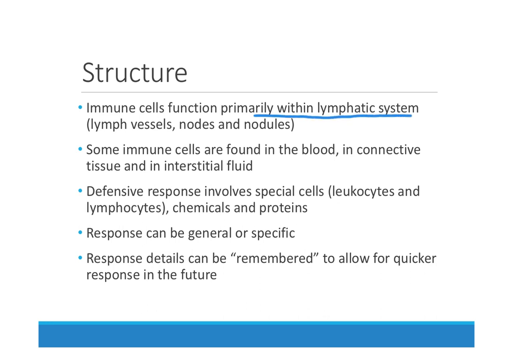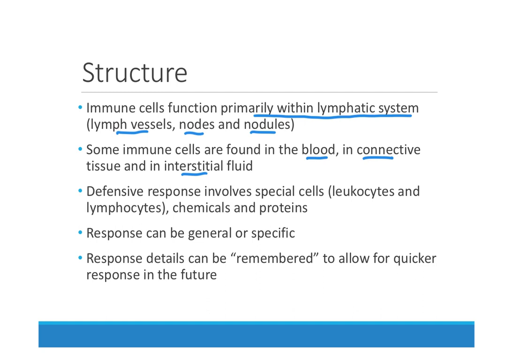So you have your lymph vessels that carry the lymph around the body, the various lymph nodes and lymph nodules in various parts of the body, and that is where you find many of the important cells that are part of your immune system. But there are some immune cells that travel in the blood and are found in connective tissue, which of course is everywhere in your body, or in the interstitial fluid between your cells.